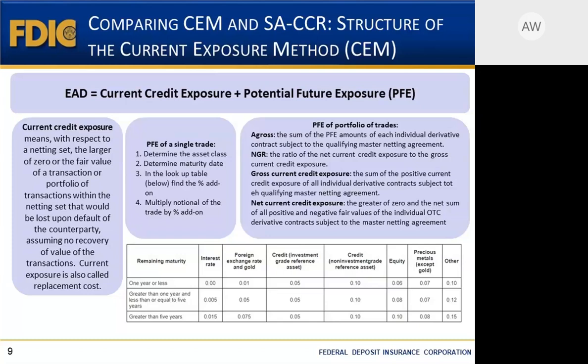Things are a bit more complicated for a portfolio of trades, but here again it's relatively straightforward. We calculate a gross, the sum of the PFE amount of each individual derivative contract subject to the qualifying master netting agreement, and GR, the ratio of net current credit exposure to gross current credit exposure. Then we figure out gross current credit exposure, which is the sum of the positive current credit exposure of all individual derivatives contracts subject to a qualifying master netting agreement. And finally, the net current credit exposure is the greatest of zero, and the net sum of all positive and negative fair values of the individual OTC derivative contracts subject to the master netting agreement.